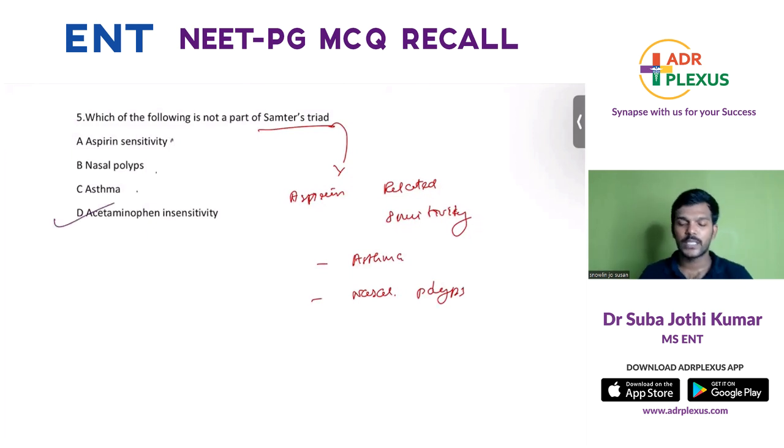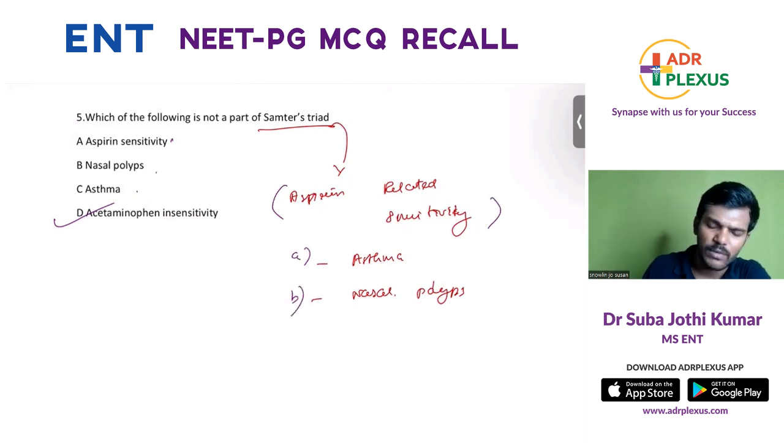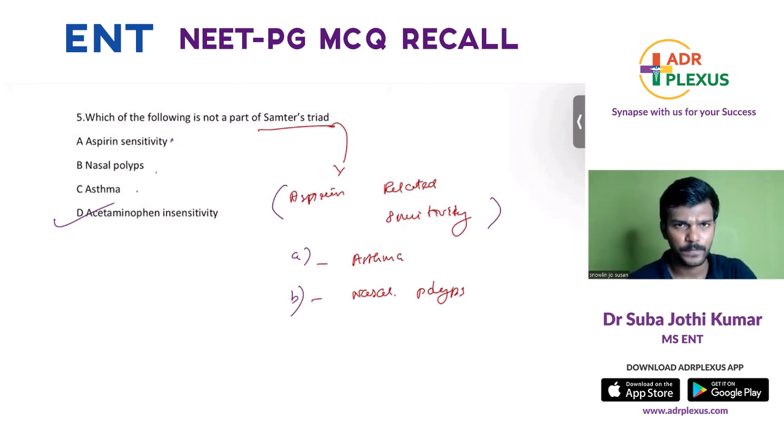So Samter's triad is nothing but aspirin related sensitivity that is causing an airway response as well as a nasal response. That is Samter's triad. So this is an easy question. Hope most of you have answered correctly. So this NEET question is mostly clinical.